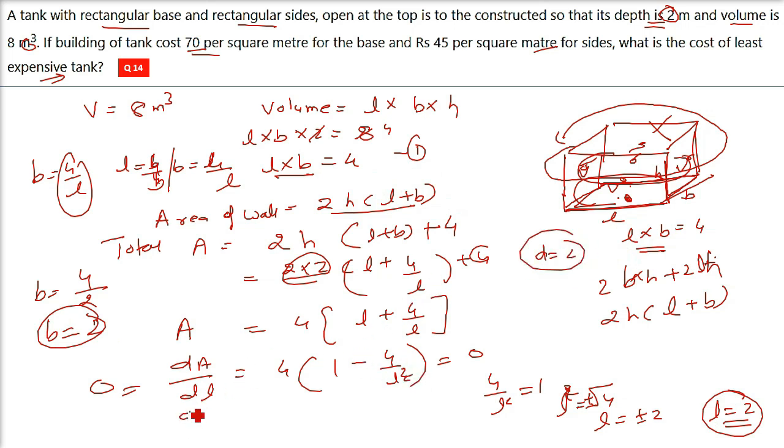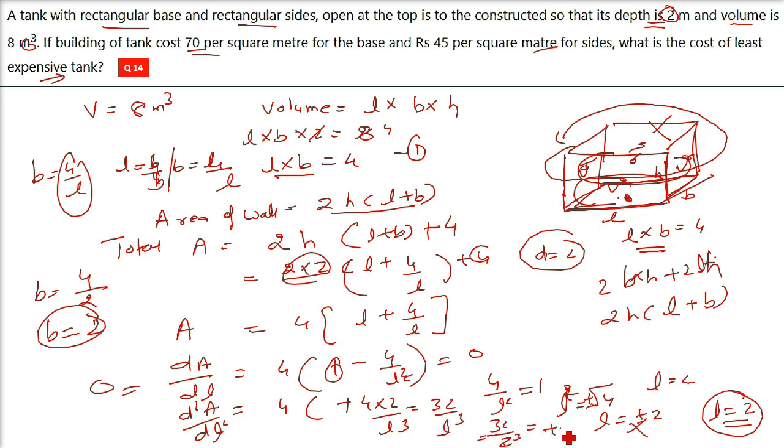There is one more thing which is remaining, because we need to talk about the least expensive tank. We will double differentiate it. 4 into 1 minus 4 by L square has to be differentiated, and you are going to get a certain expression, and this expression should be positive, because we need the least expensive tank, and since we have got 32 by L cube, that will always be positive. L cannot be negative, 32 cannot be negative, so this gives us the least expensive tank.